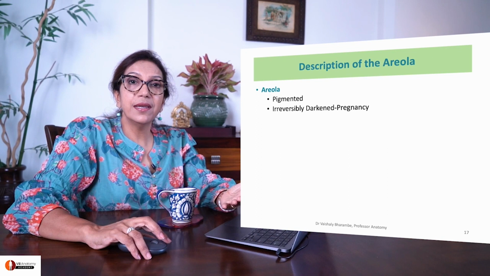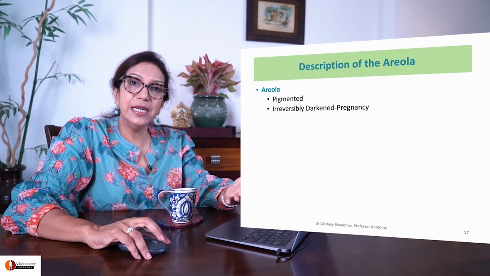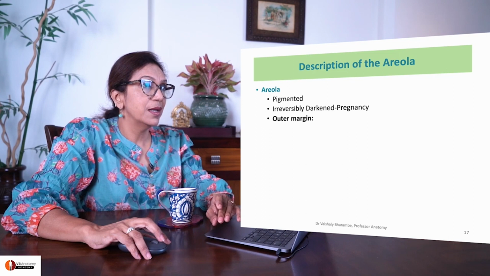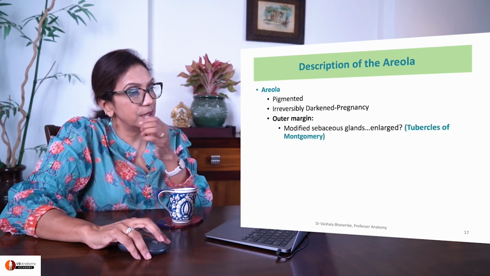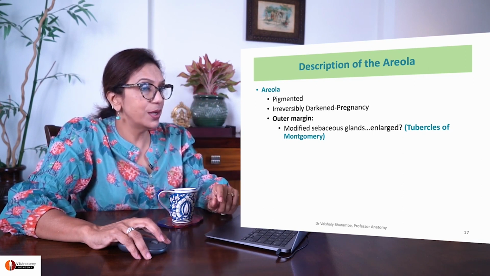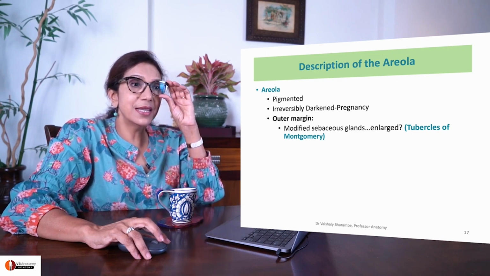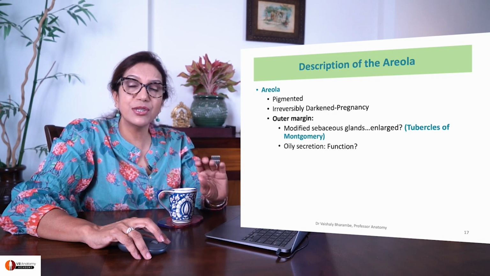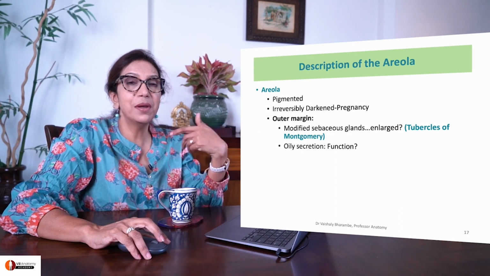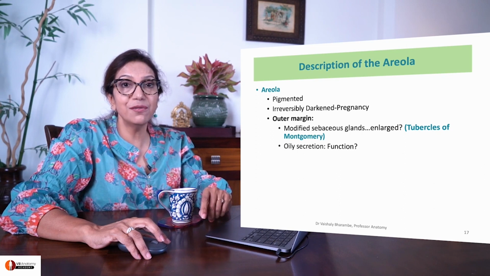What about the surrounding area called as the areola? The areola is darkly pigmented and it becomes further dark after the first pregnancy, and this is irreversible change. The outer margin of the areola may show you some tiny tubercle-like structures which are called as tubercles of Montgomery. These are modified sebaceous glands and they secrete an oily substance which helps to moisturize both the areola and the nipple. It also has a different pH, preventing bacterial infection. This matters during the process of lactation.